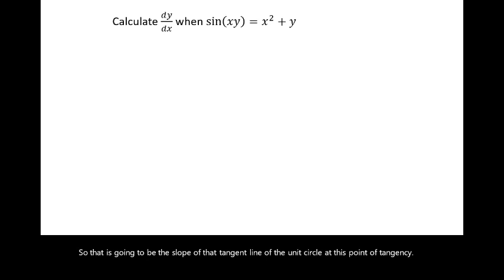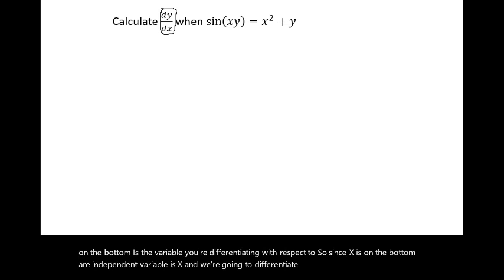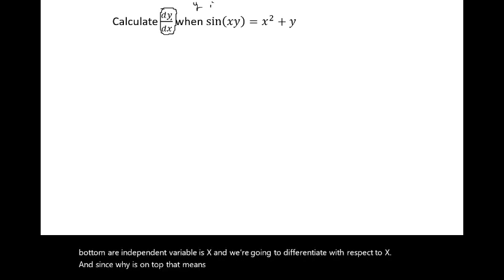So we're going to try that again. We're going to take a different function this time, and we're going to be calculating dy dx. Pay attention to what it's asking you to calculate, dy dx. The variable on the bottom is the variable you're differentiating with respect to. So since x is on the bottom, our independent variable is x, and we're going to differentiate with respect to x. And since y is on top, that means y is a function of x.